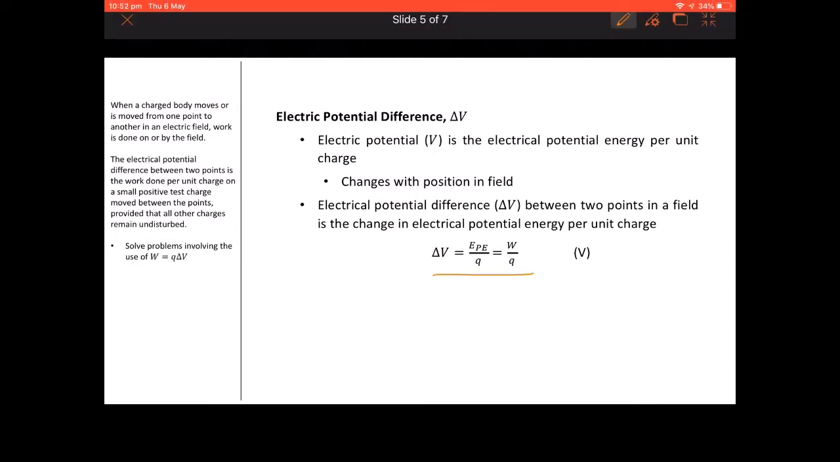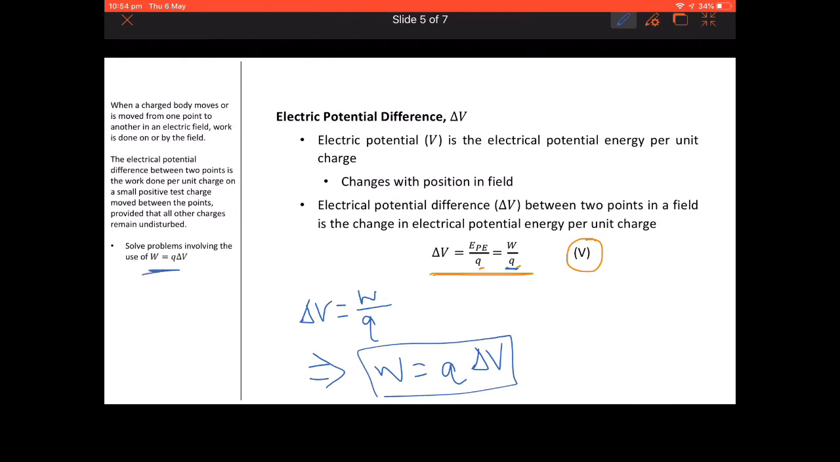The electric potential difference, which is the change in electric potential between 2 points, is the change in electric potential energy per unit charge. So this is given by this rule here, so electrical potential energy per unit charge, and that's equivalent also to the work per unit charge, and as I said or alluded to, its unit is volts. You might be able to see that if we've got this equation here, we can rearrange potential difference equals work per unit charge to be work is equal to charge by potential difference, and that is this equation here.